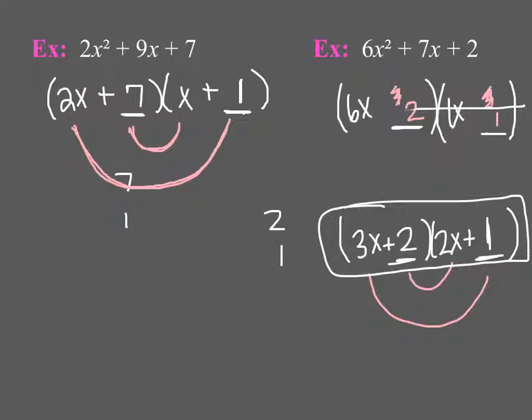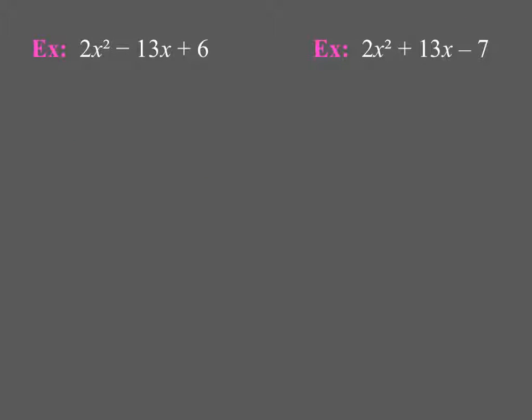Checking the outer and the inner is the most important part of these types of problems. They have to add up to your middle term. So on this next example, it's pretty easy because the only way to get 2x squared is to have 2x and x.